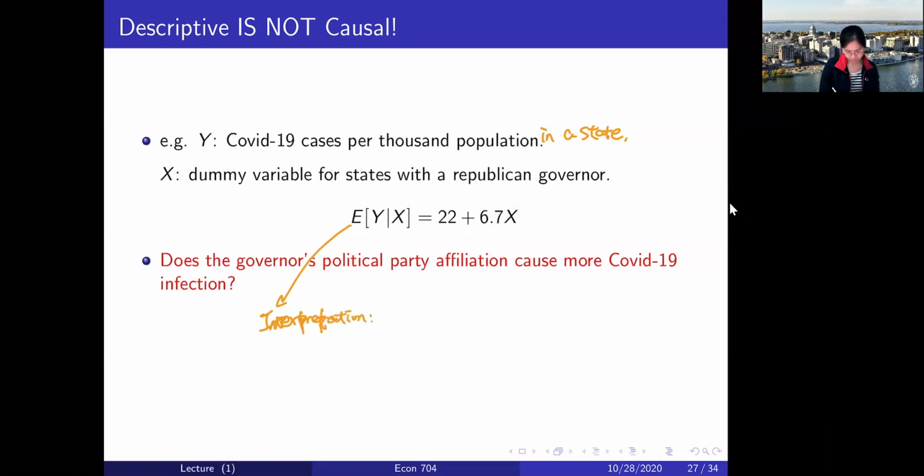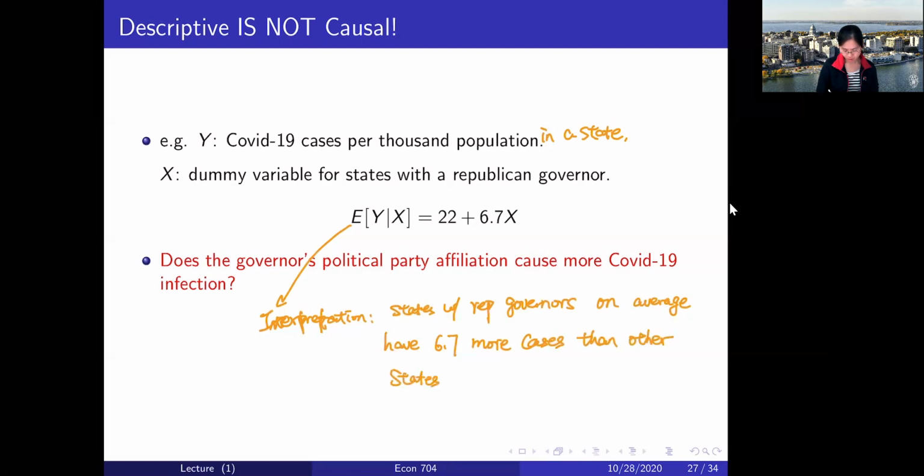Interpretation: states with a Republican governor on average have 6.7 more cases per 1,000 than other states.